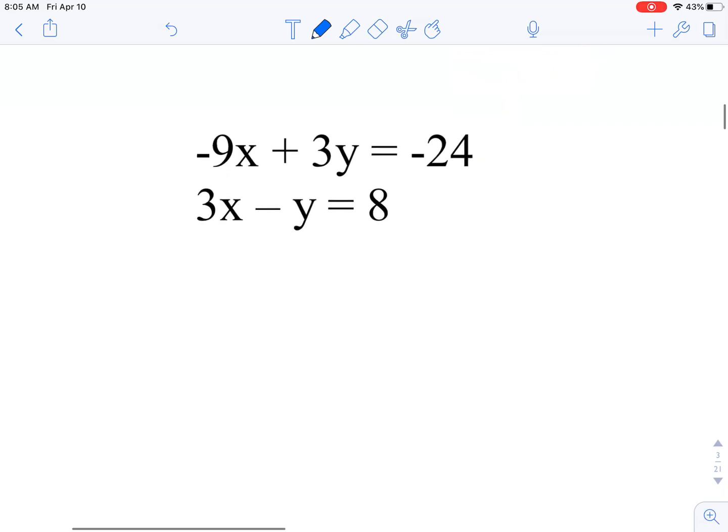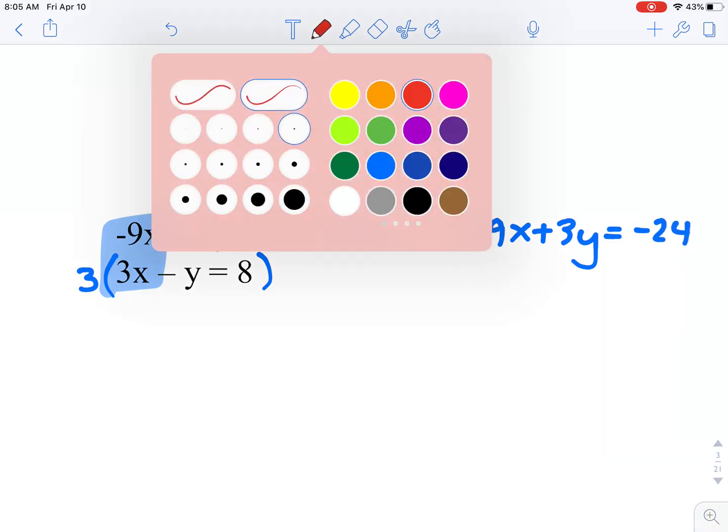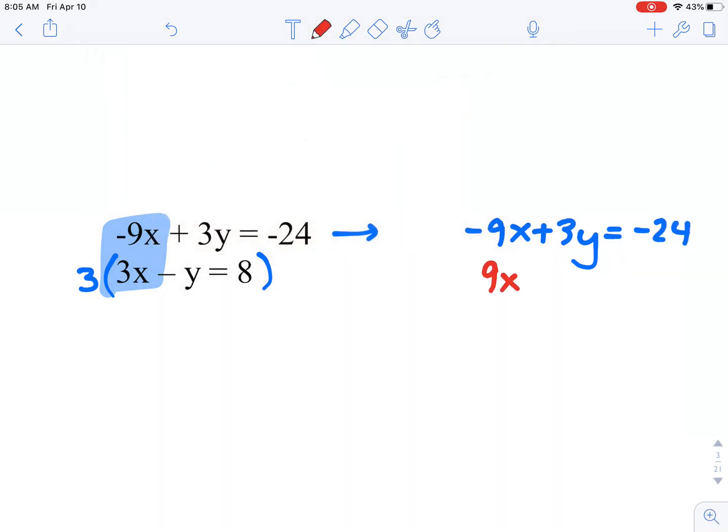And let's try our last problem for today. Choose which letter you want to eliminate. I'm going to go ahead and eliminate my x's by multiplying the second equation by 3. I'm going to rewrite my first equation, and then I'm going to multiply my second equation. So 9x minus 3y equals 24.